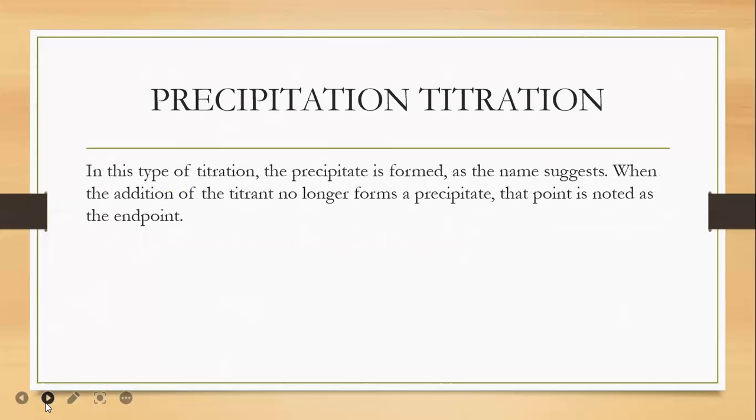So we have the precipitation titration. In this type of titration, a precipitate is formed, as the name suggests. When the addition of titrant no longer forms a precipitate, that is noted as the endpoint. In this type of titration, the combination of two ions, the analyte and titrant, results in the formation of very insoluble precipitates.